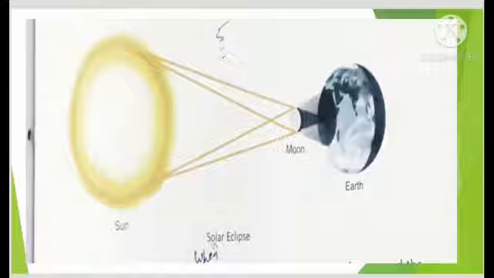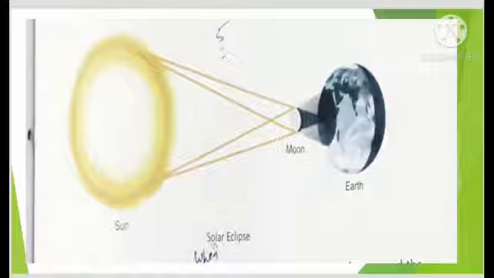A solar eclipse will be a complete solar eclipse or a partial solar eclipse. It depends upon the location, whether the moon is passing directly or partially. And dear student, a solar eclipse occurs on a new moon day only. अमावस्या को होता है. जब भी सोलर इक्लिप्स होगा, अमावस्या को होगा.